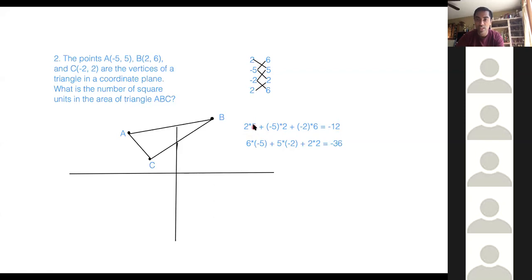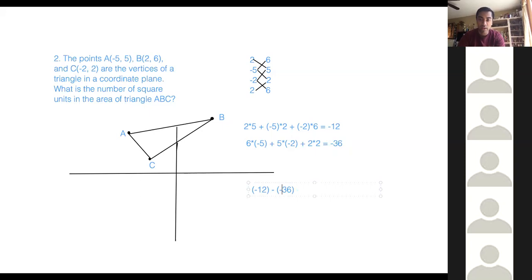If you had more vertices here, you would just continue the same thing. You'd multiply in this fashion and add them up. And then the other direction, you take 6 times -5, 5 times -2, and 2 times 2. Again, you do the same thing. You get this product, and this product, and add them up. There you get -36. Now the last step is to take -12, the first one, subtract the other one, -36.